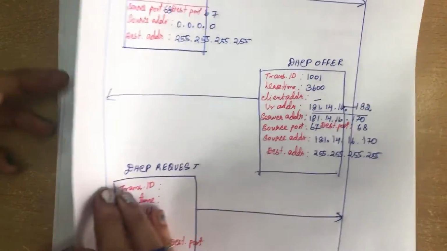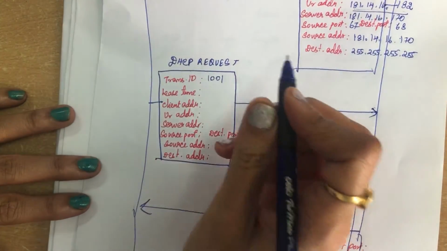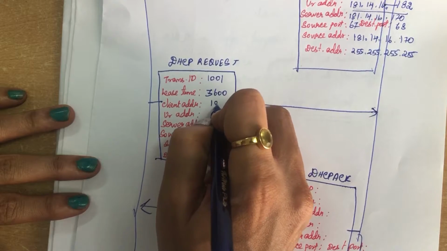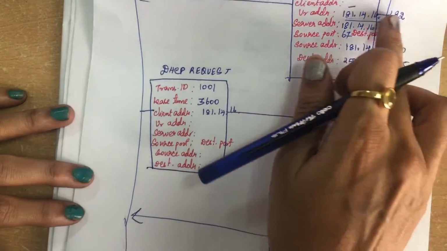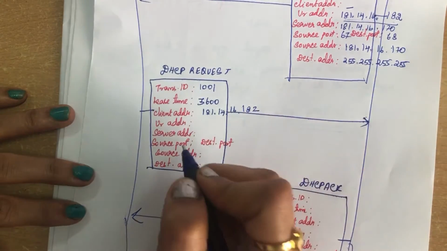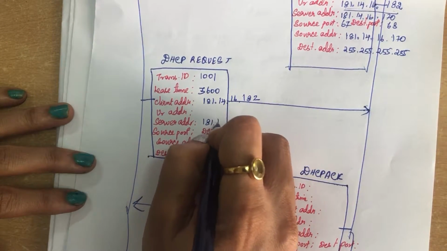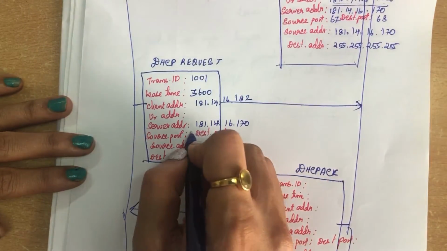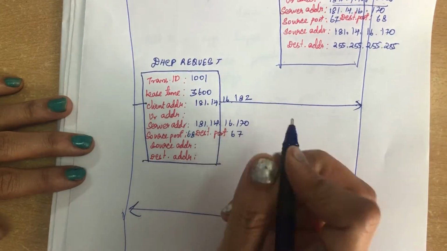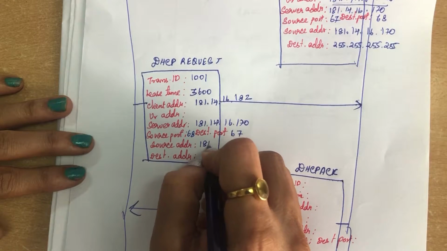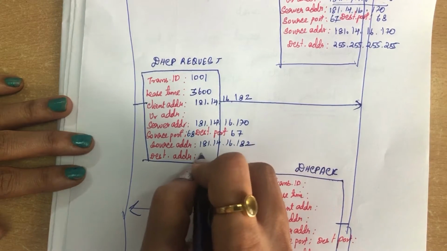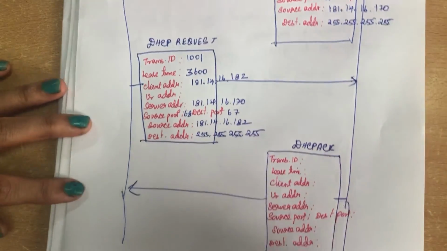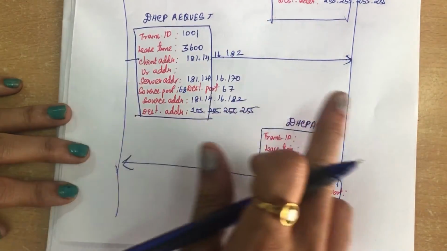Now coming to the request message, here also the transaction ID is 1001. The lease time is 3600 minutes, and the client address is the IP address allocated, 181.14.16.182. The server address is 181.14.16.170. Now we are sending with source port 68 and destination port 67, and the source address is 181.14.16.182. Again we are sending a broadcast message, 255.255.255.255. This is the DHCP request message, sent from the client to the server.